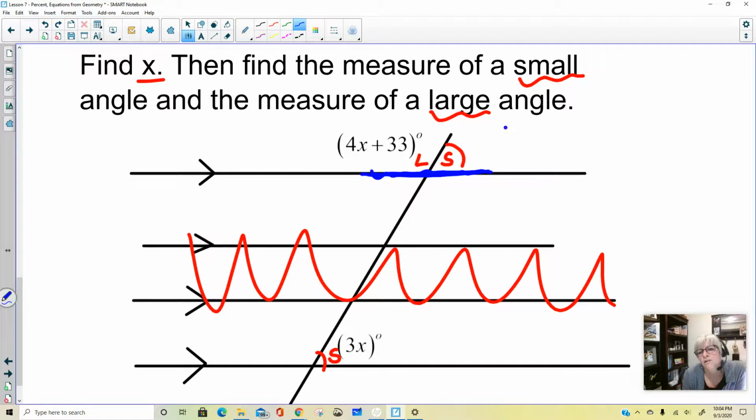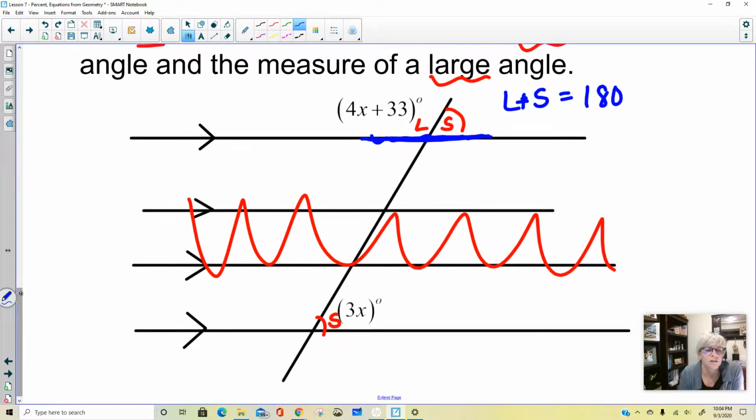All right, let me get green. Okay, my large angle is 4x plus 33, and my small angle is 3x. And they should add up to 180. Okay, and then you have a nice simple equation to solve. We've got how many x's? We've got 7 x's, it looks like, plus 33 equals 180.